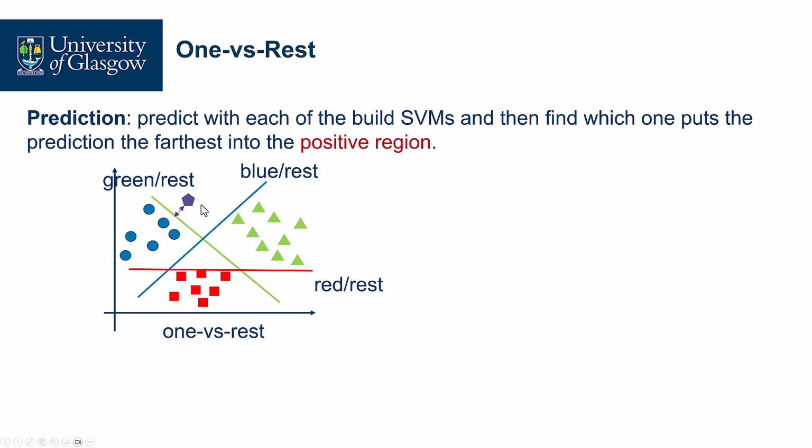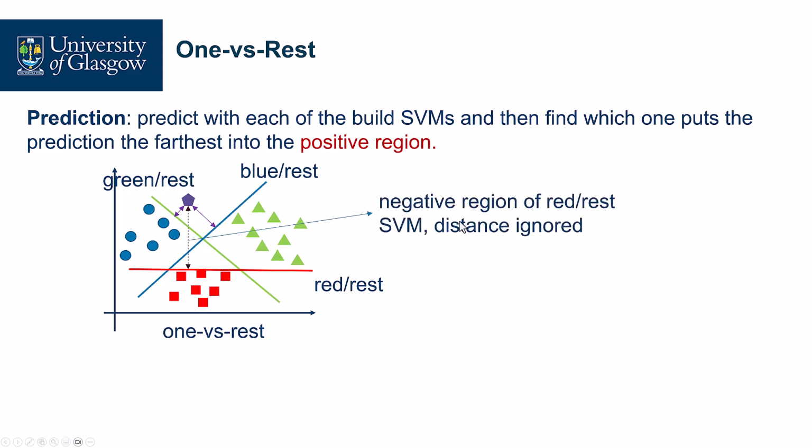First of all, we use the green versus rest, right? We can see this point is in the positive region of the green-versus-rest SVM, and this is the distance to the boundary. Then we consider the blue-versus-rest SVM. The point is also in the positive region, and the distance to the boundary is here. Then we consider the red versus rest. This point is not in the positive region, it's in the negative region. Because it's in the negative region, no matter what the distance is, it doesn't matter. It won't belong to red, right?